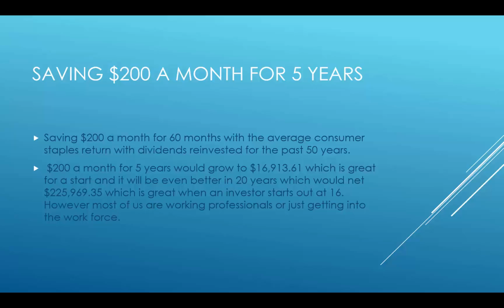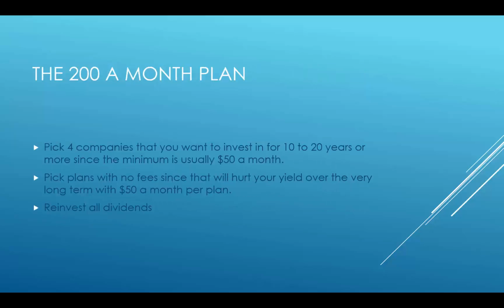So that by that time it'll net you $225,969.35. And this is great if you start at 16. However, most of us are working professionals. We're just getting into the workforce. So basically, the $200 a month plan is to pick 4 companies that you invest in for 10 to 20 years. It's just basically a starter plan.